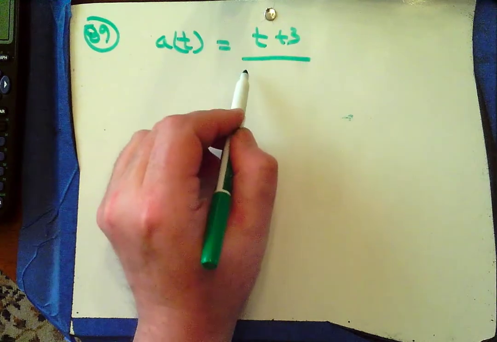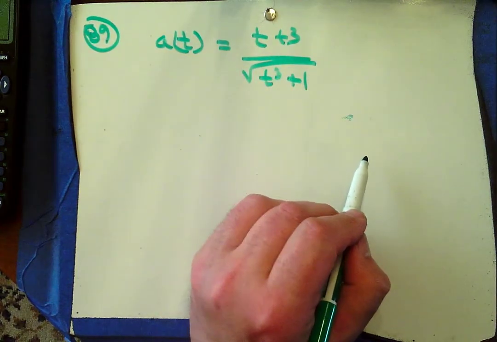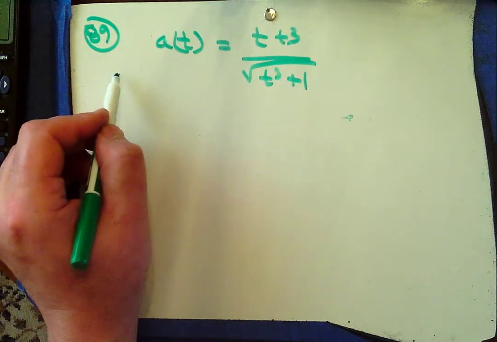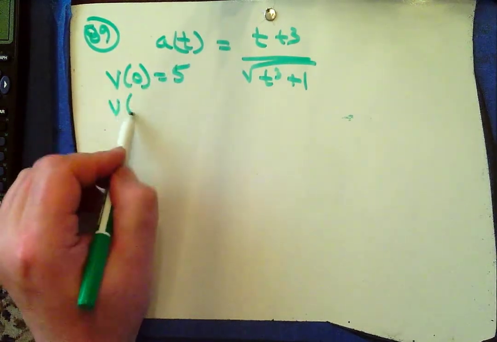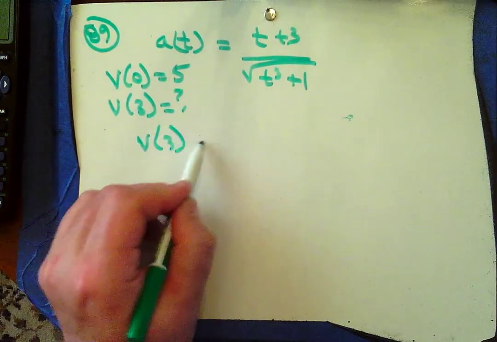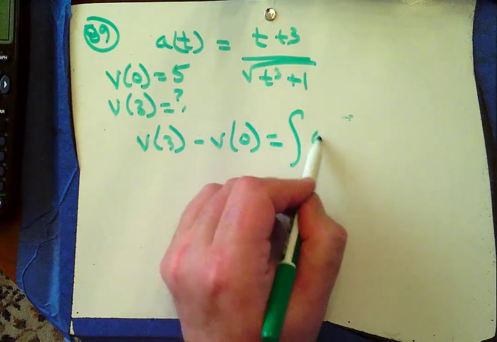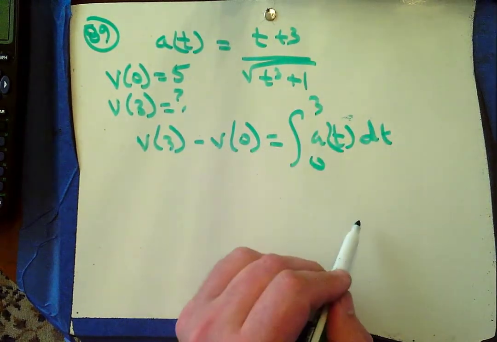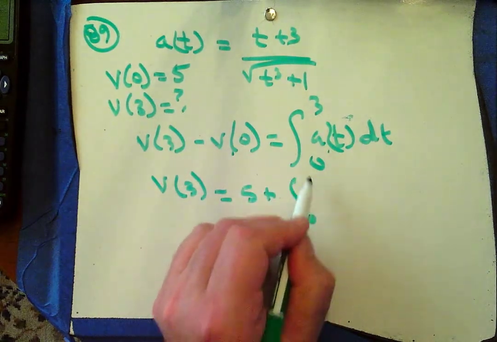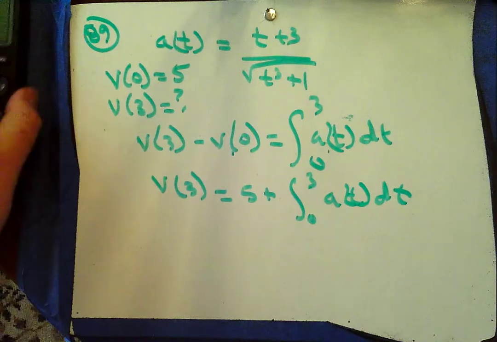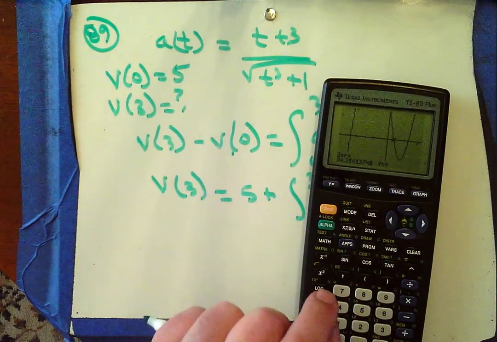Okay, problem 89. Particle moves along the line so that a of t equals t plus 3 over square root of t to the third plus 1. If the particle's velocity at 0 is 5, v of 0 equals 5, what is the velocity at 3? Well, v of 3 minus v of 0 equals the integral of a of t dt from 0 to 3. So let's add v of 0 to the value of this integral. V of 3 is going to be 5 plus the integral from 0 to 3 of a of t dt. We'll use our calculator to find the integral.